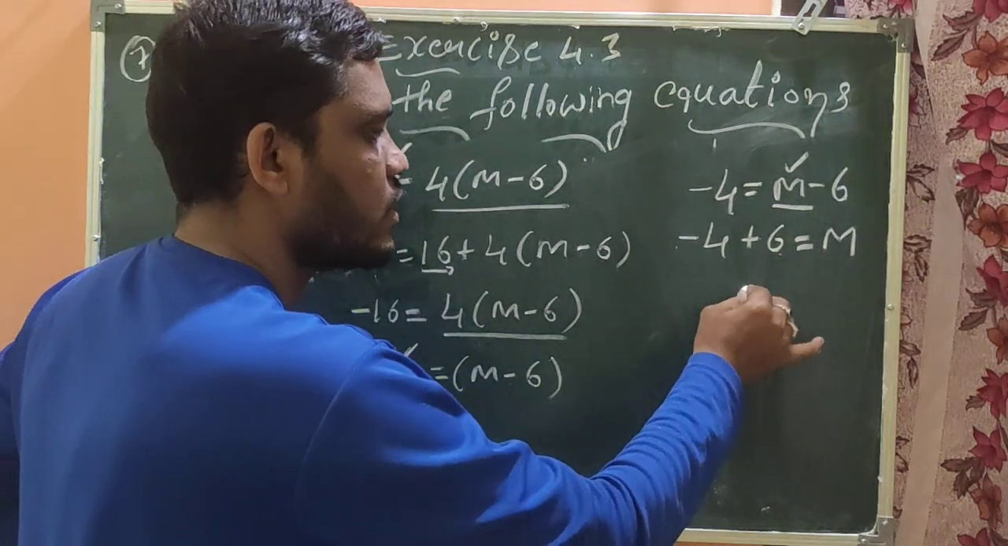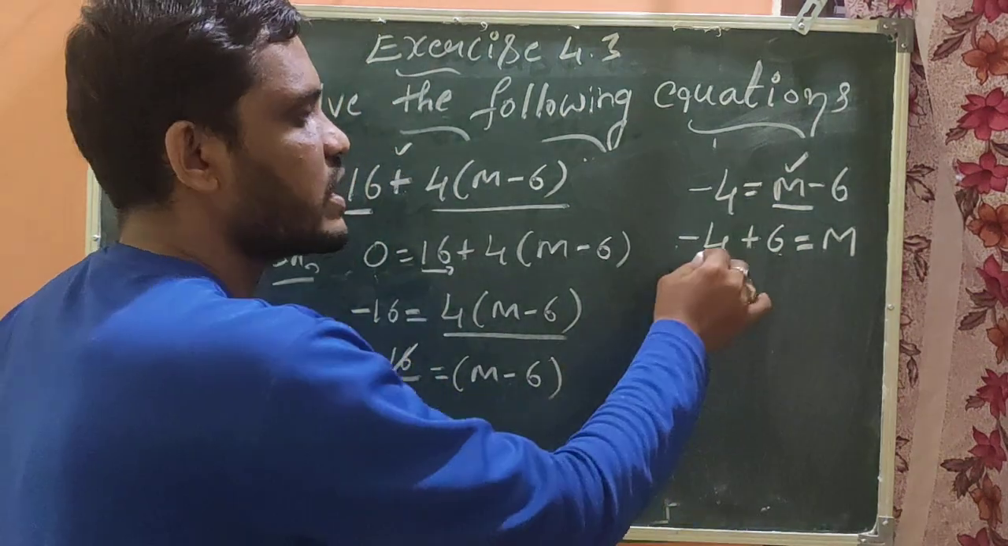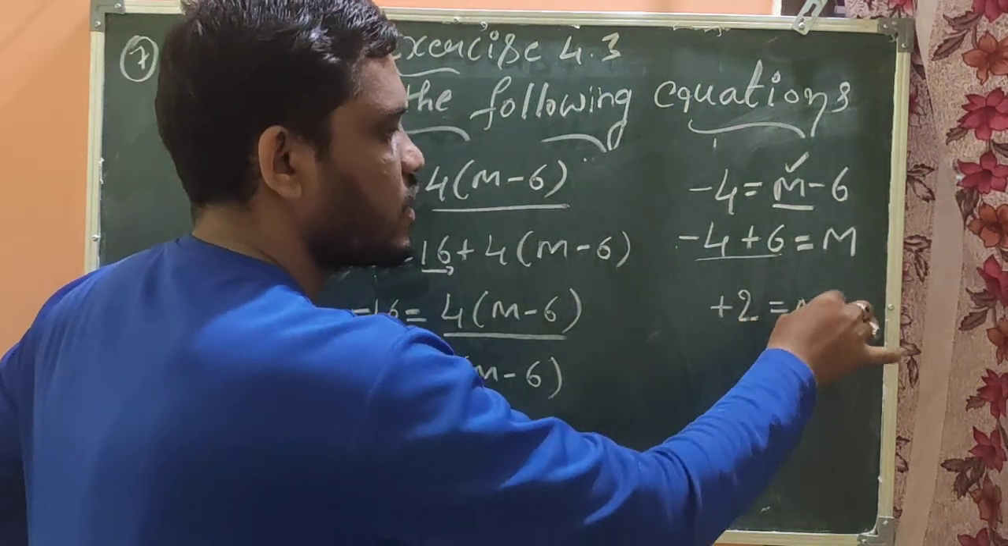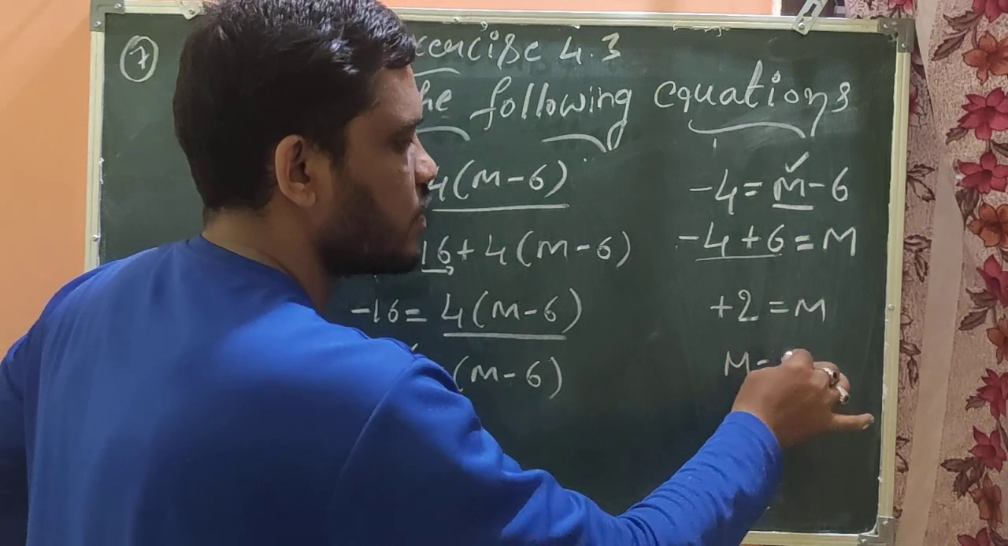6 minus 4 is 2. So the bigger number is 6, which has the plus sign. That is equal to m. Therefore m is equal to 2.